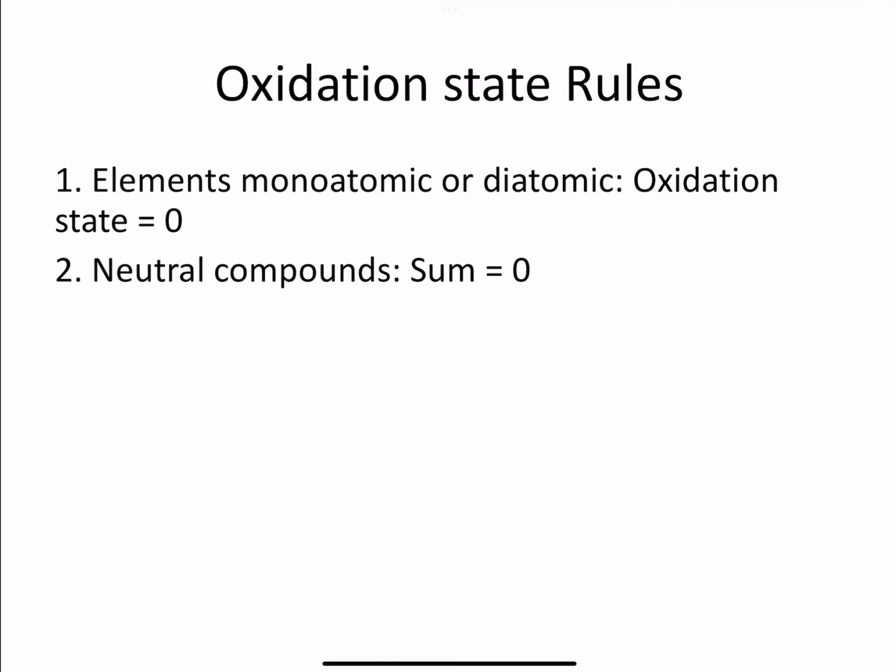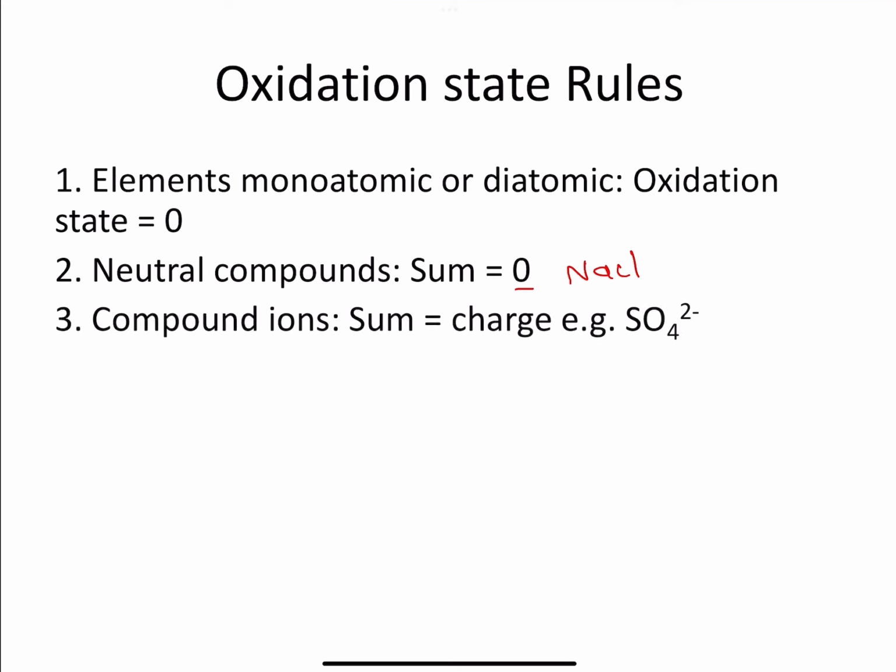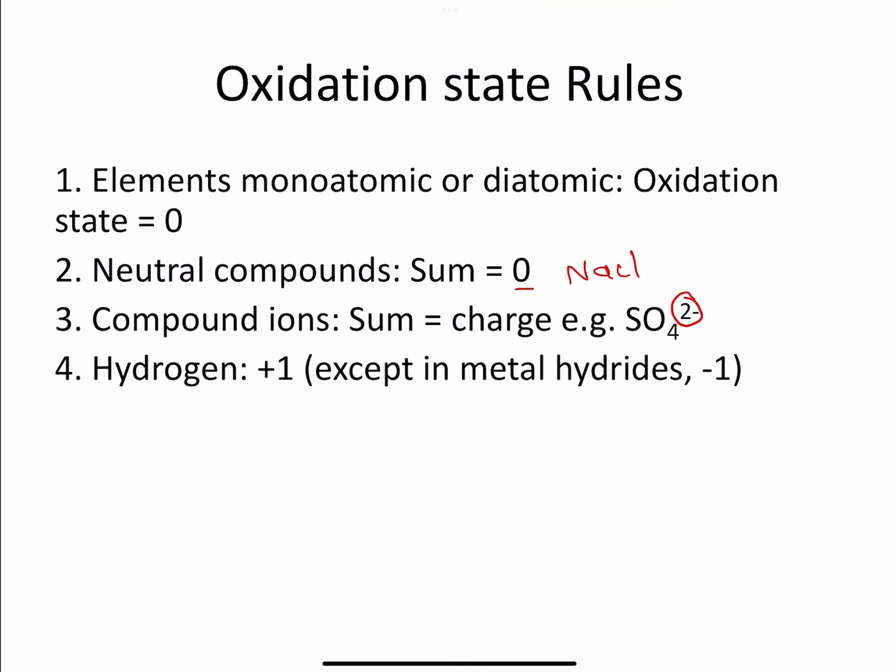For neutral compounds, the sum of the oxidation states of all of the elements within that compound will equal zero, like sodium chloride. The total of the oxidation state of sodium plus the chlorine will equal zero. When you have a compound ion like sulfate or nitrate, the sum of the oxidation states of the different elements within that ion will equal the charge of the ion.